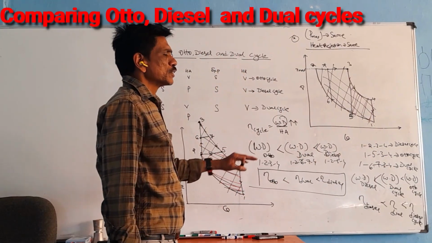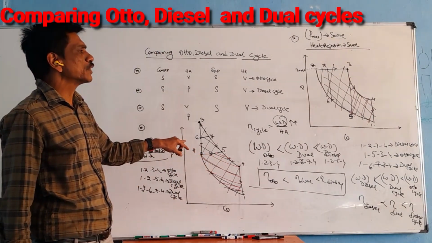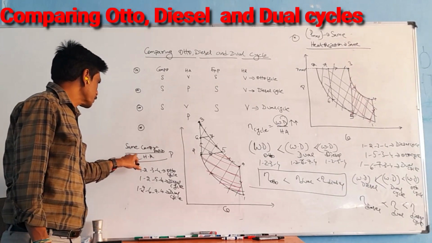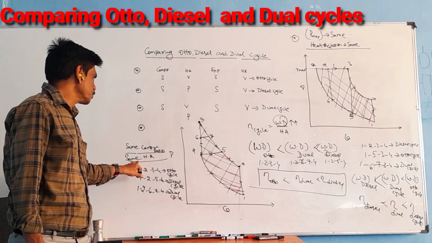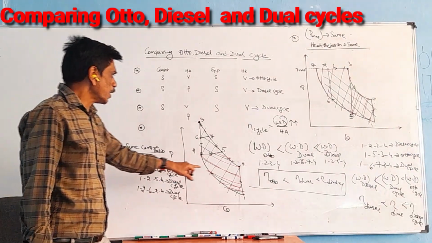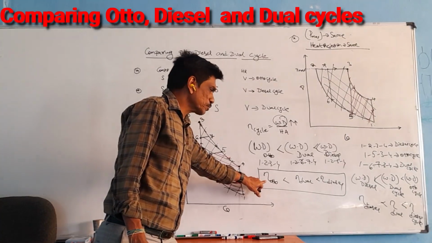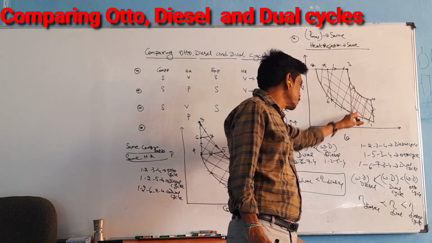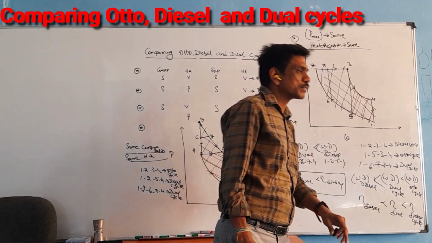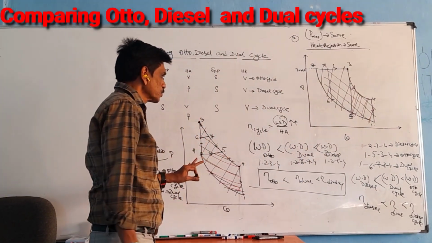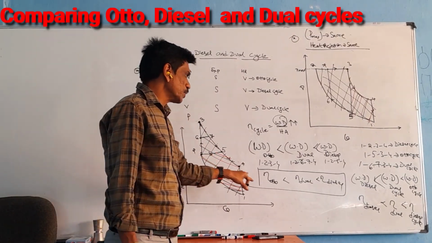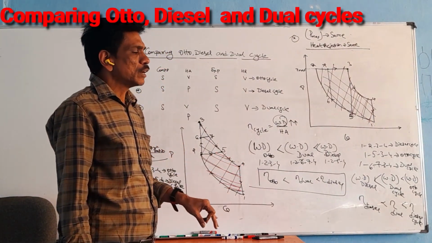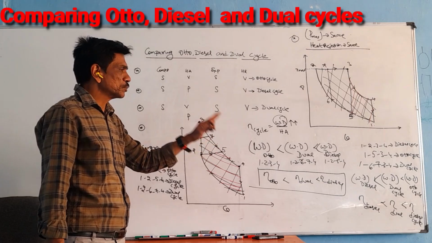Several times, such questions are asked in competitive examinations. For the same compression ratio and same heat rejection, the Otto cycle is most efficient. For the same peak pressure and same heat rejection, the diesel cycle is most efficient. So this is a comparison between the Otto cycle, diesel cycle and dual cycle for these 2 cases.